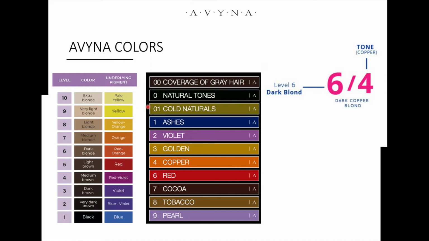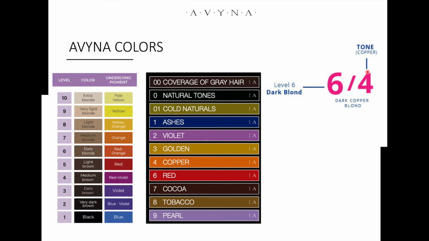Okay, so now let's understand our color chart. What is this number? What is 6 diagonal 4? What is this telling me? So the first number indicates the base level of the shade you would like to achieve. It shows how light or dark the color is. So it's going to be this level. So 6, you're the dark blonde.